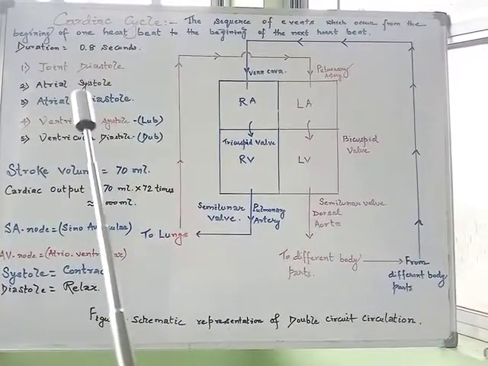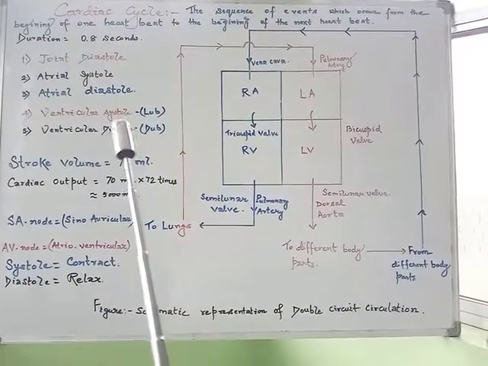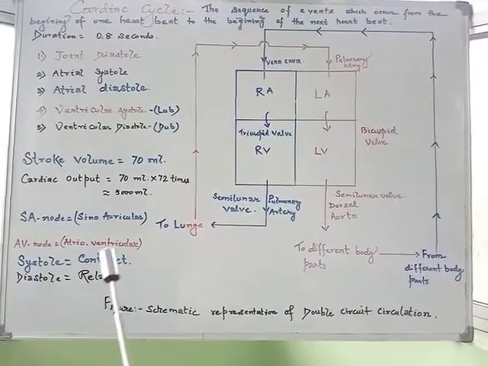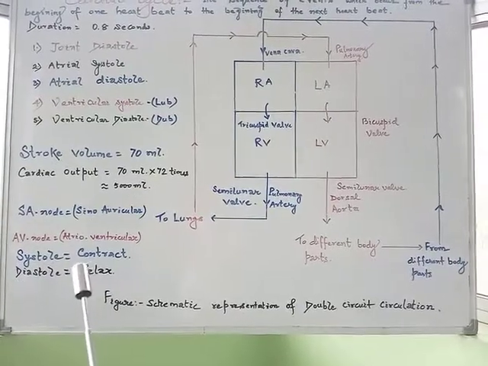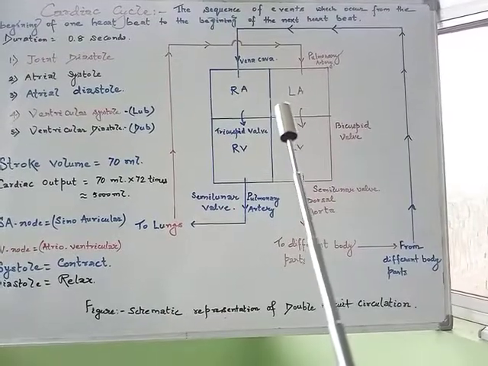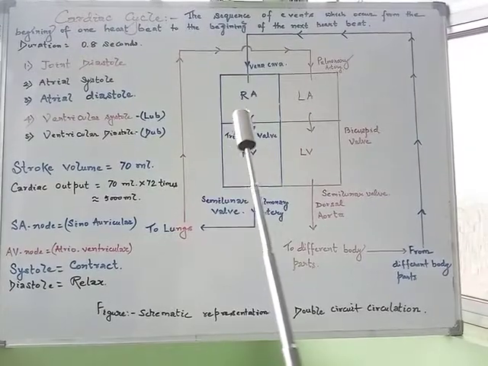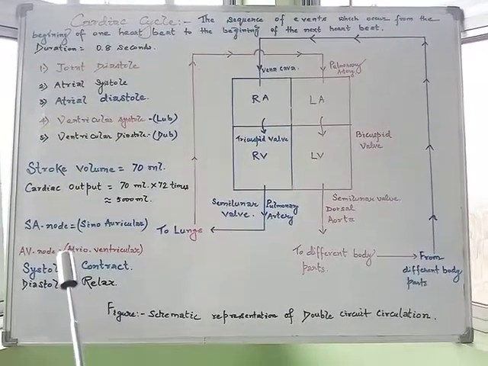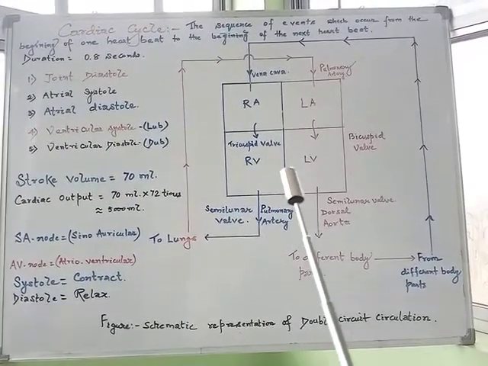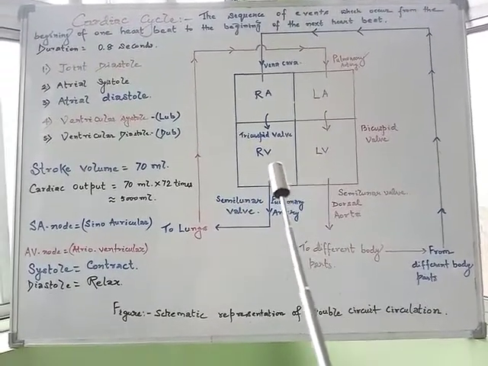Now the heart goes through the fourth phase, which is called ventricular systole. As the name suggests, the ventricles will be undergoing the phase of contraction, that is the systolic phase. Towards the end of the atrial systole, the action potential generated by the SA node passes to the AV node, that is the atrioventricular node, and then to the ventricles through the AV bundles as well as bundle branches and Purkinje fibers.